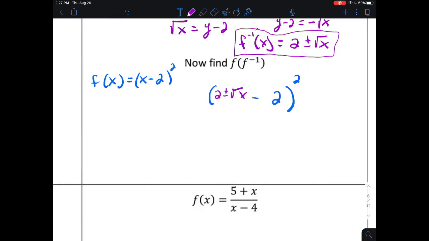Well, the 2's are going to cancel, so I have positive or negative square root of x being squared. Regardless if the square root of x is positive or negative, when I square that, that is going to make just x.